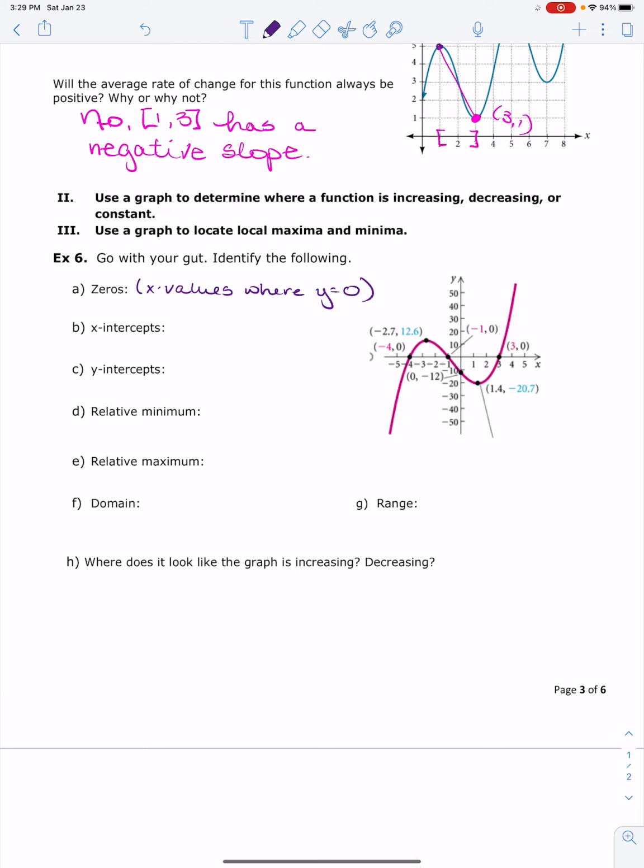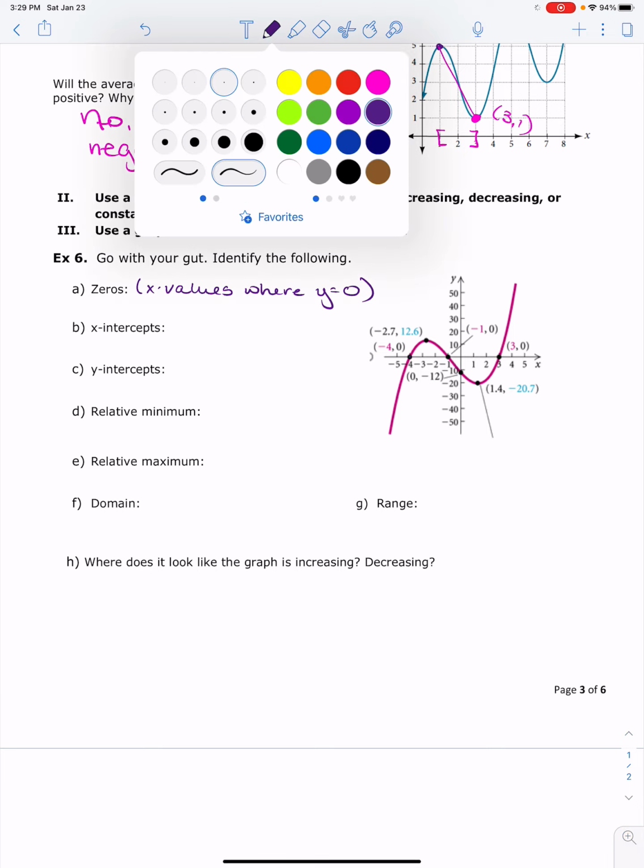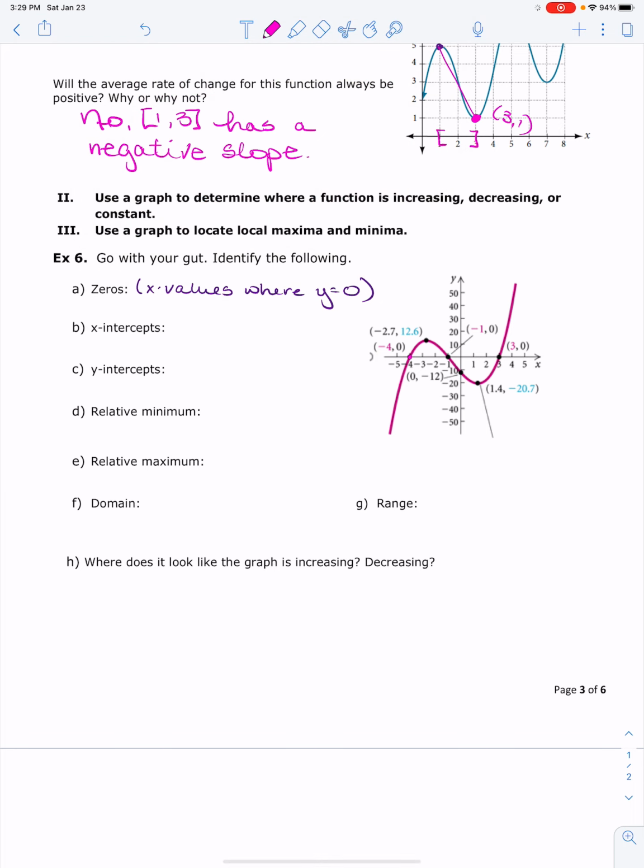I got a 0 right here, let's change the color so that it stands out a little more. Right here at -4, when x is -4, y is 0. I got a 0 right here at -1, when x is -1, y is 0. And then a 0 right here at 3, when x is 3, y is 0. That is related to the x-intercepts. The x-intercepts are where our graph crosses the x-axis. These are intercepts. They are points on a graph. They need to be written as an ordered pair.